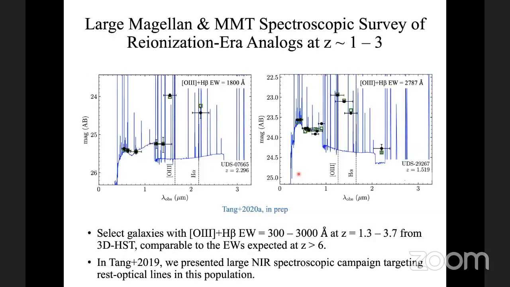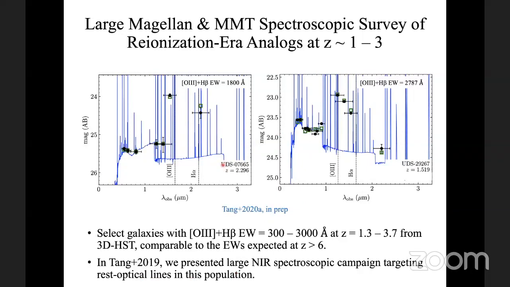One way to address this uncertainty at very high redshift is to take spectra of galaxies with similarly large optical line equivalent width at redshift 1 to 3, where we can study them in greater detail. Motivated by this, we selected galaxies with very large [OIII] plus H-beta equivalent width, from a few hundred to 1,000 angstrom, at redshift 1 to 3, with values comparable to what we're seeing at redshift larger than 6. Previously, we had a large near-infrared spectroscopy survey targeting the rest-frame optical emission lines for this population. This is the second step of our survey.